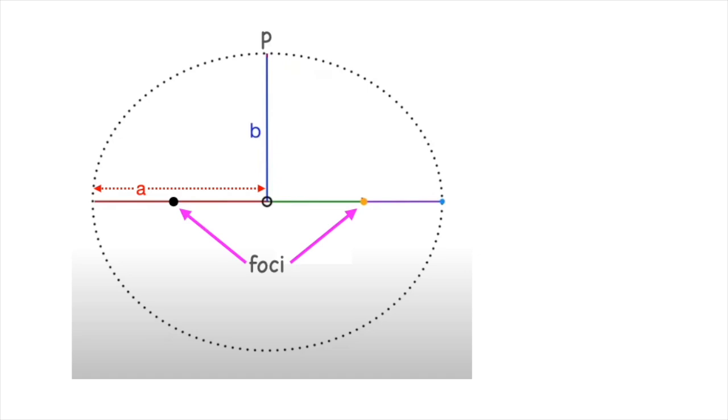You probably remember that a, shown here, is the semi-major axis, and b is the semi-minor axis. Every ellipse has two foci. Note that b is a perpendicular bisector of the major axis, and therefore the point P, where the semi-minor axis touches the ellipse, is equidistant from the two foci.